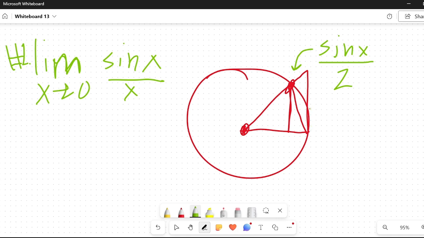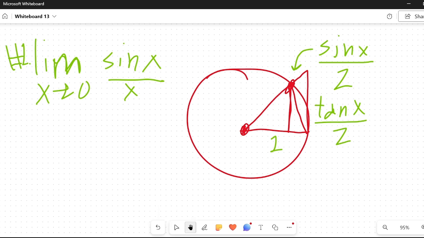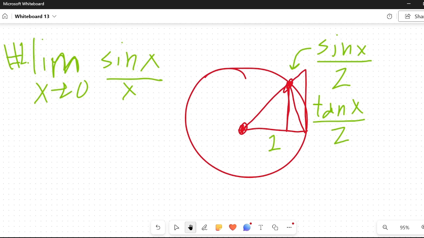this height is equal to tan of theta, right? Because if we're using opposite over adjacent, that is equal to tan theta. And we know that this is 1, so we know that this has to be tan of x. And once again, it's a triangle, so we divide by 2. So essentially, we are squeezing sine of x over x between sine of x over 2 and tan of x over 2.